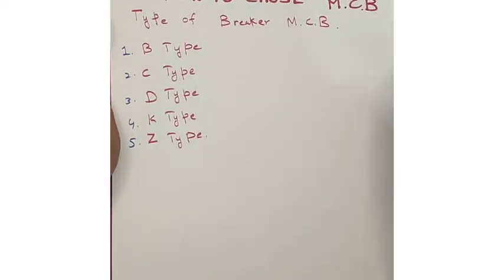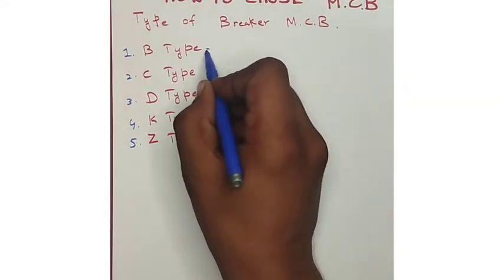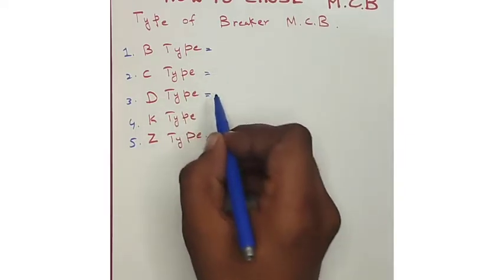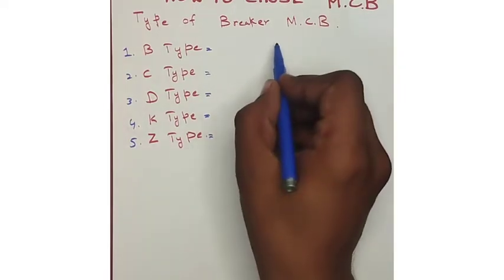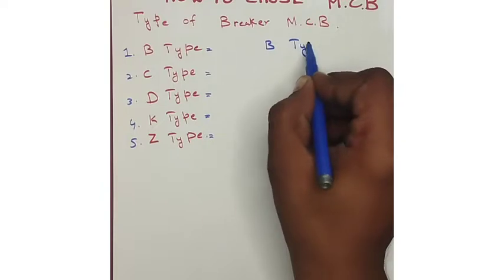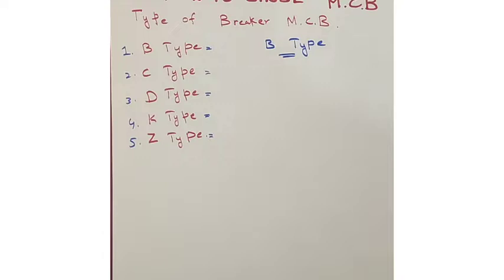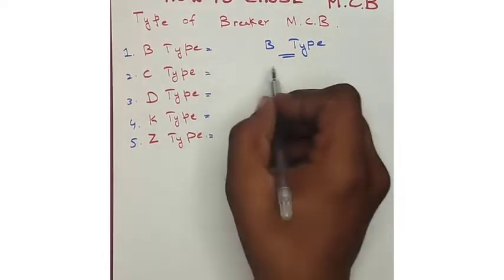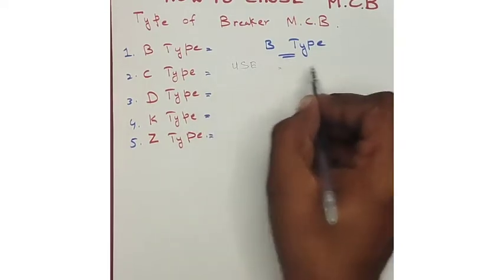So friends, now we explain the types of breaker. Suppose you have B type, C type, D type, K type or Z type. If you have B type, normally friends, the B type breaker we can use at homes. The usage of this breaker is in homes.